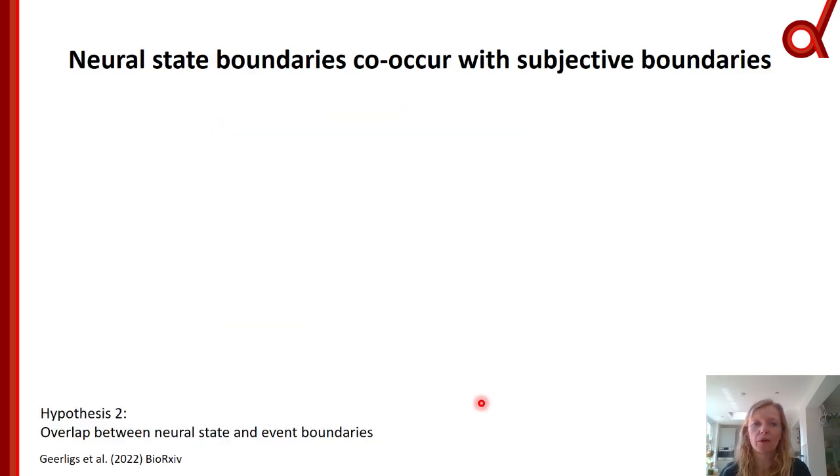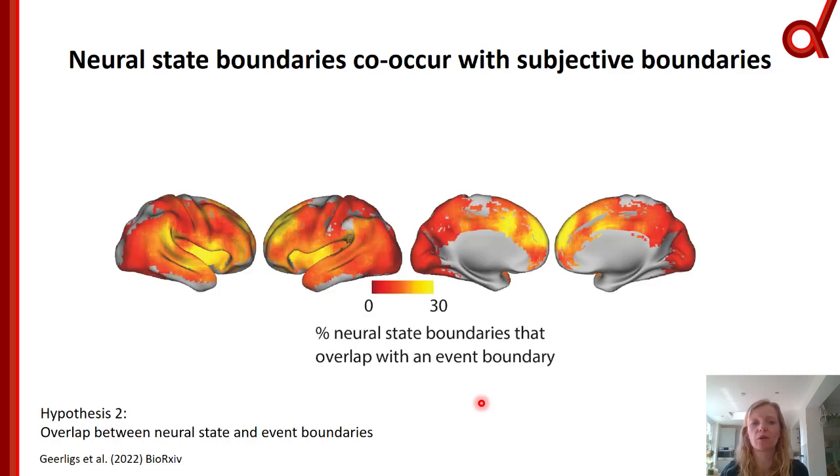So a second hypothesis we wanted to test is that neural state boundaries should co-occur with subjective event boundaries. To test this, we got data from Aya Ben-Yakov, where a different group of participants had rated whether particular moments were boundaries between distinct events. We looked at where those event boundaries were and their overlap with the neural state boundaries that we identified with our data-driven algorithm. What we found is that there was significant overlap between the two across nearly the entire cortex, but most strongly in lateral prefrontal cortex, medial prefrontal cortex, and anterior insula areas.